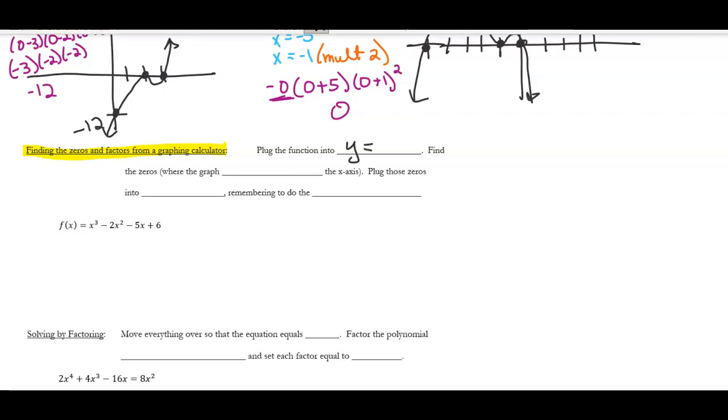Find the 0, and that's where the graph intersects the x-axis. Plug those zeros into parentheses. Remember to do the opposite. So what we're doing now is we're just taking the function and graphing it in Desmos and seeing what it looks like. Okay?